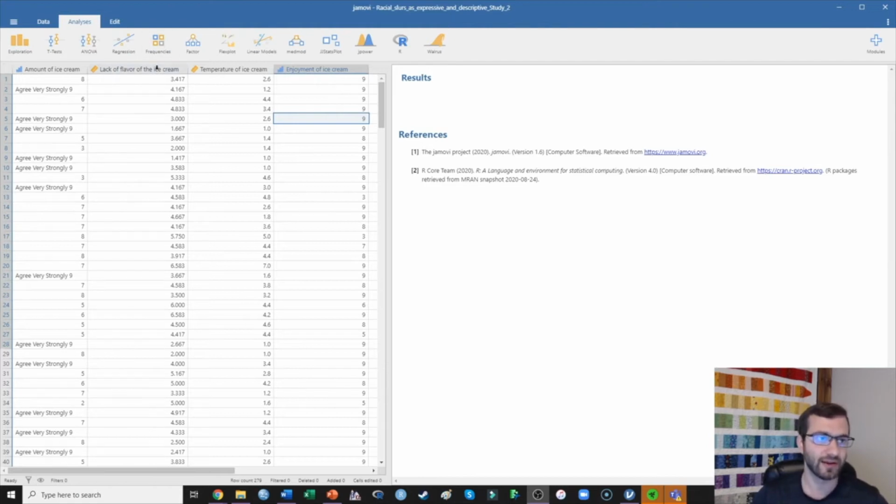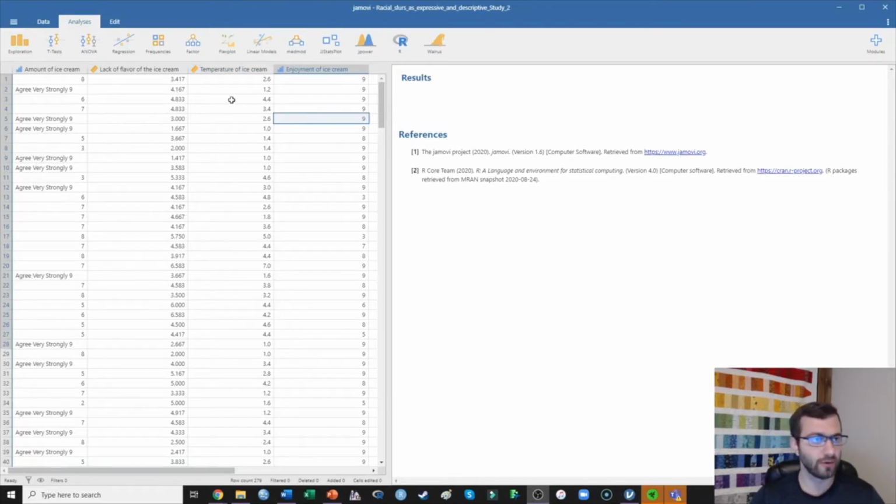The second thing I examined was perceptions of lack of flavor. We would expect that the more people perceive a lack of flavor in their ice cream, the less they're going to enjoy it, so I'm predicting a negative correlation there. The next thing is the temperature of the ice cream. What I'm expecting is that as the temperature of my ice cream increases, participants are going to perceive it as less enjoyable. Again, I'm predicting a negative relationship there.